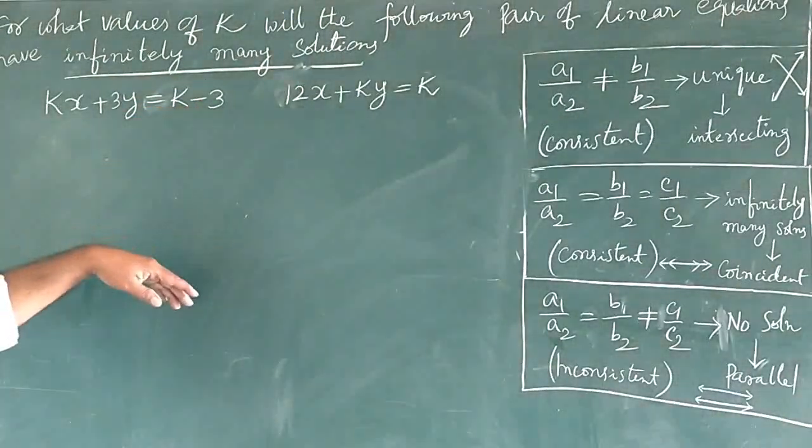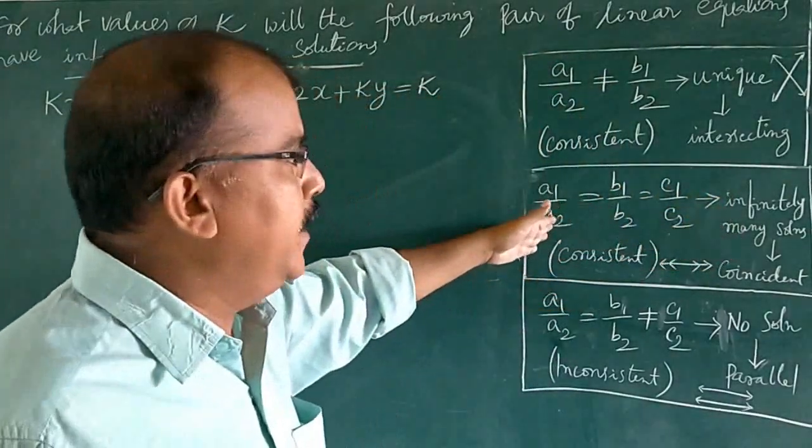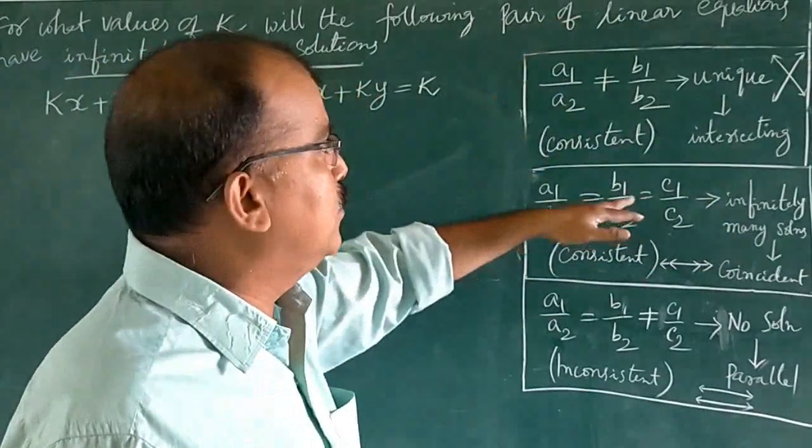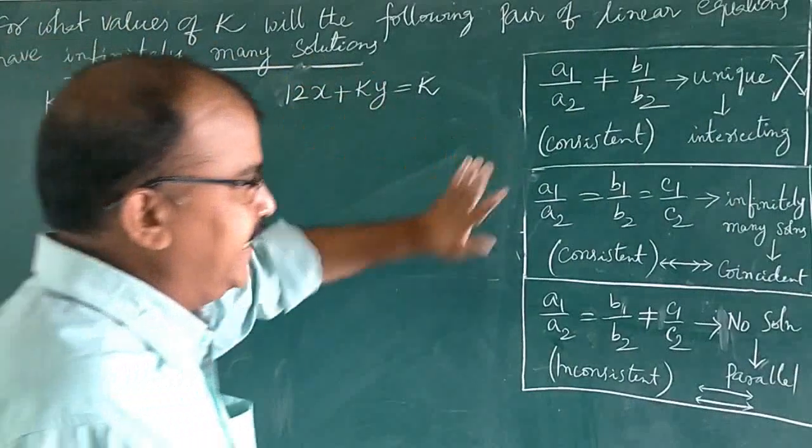Okay. One more sum based on infinitely many solutions. So a1 by a2 is equal to b1 by b2 is equal to c1 by c2. Why? Because the question is about infinitely many solutions. That's the condition we have to take.